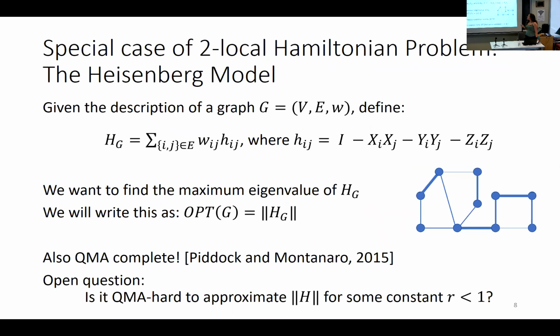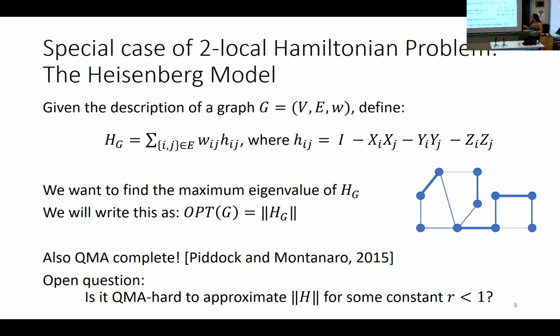Cool. All right. So now I'm going to talk about the quantum version of this problem. It's a special case of the two local Hamiltonian problem in general, where for each edge, we're applying this H_ij here, which is just a sum of identity minus XX minus YY minus ZZ. And we're still trying to find the maximum eigenvalue. So this turns out to be also QMA complete in a fairly recent result. And it's an open question whether we can approximate that with an approximation value close to 1. Okay, so that's the problem that we're working on.